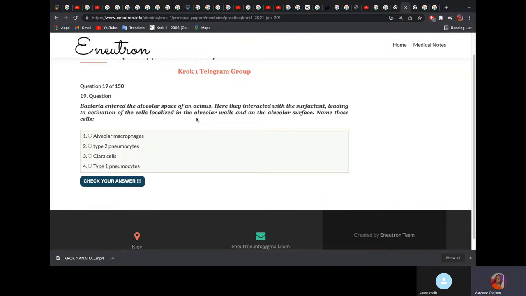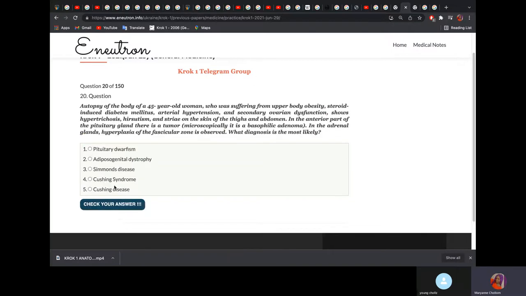Bacteria enter the alveolar space of an acinus. Here they interacted with the surfactant, leading to activation of a cell localizing in the alveolar wall and on the alveolar surface. Name the cell. So they want to confuse you because they know that surfactant is made by type 2 pneumocytes, but this is a bacteria. What cell will react with bacteria? Of course, it will be the alveolar macrophage.